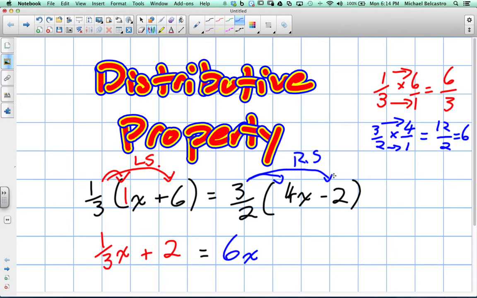The second part of distributive property is we have to do it to the second number. So again, 3 over 2 times, and technically this is -2. How do I make -2 a whole number?